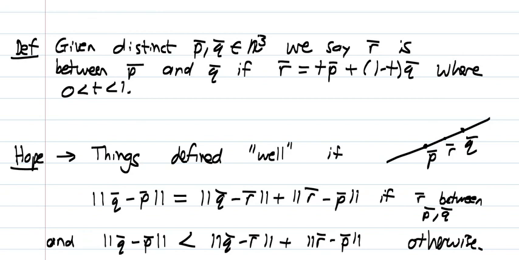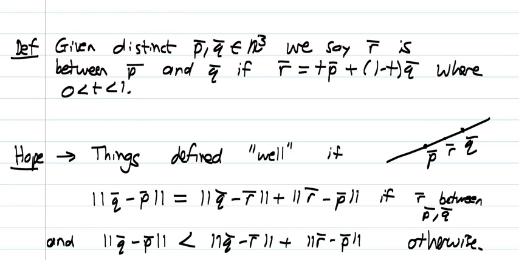Alright, so we are hoping that if we define things well, that if we look at this diagram, it looks like point R is between points P and Q and they all lie on the same line, that the norm of Q minus P, which is the distance from Q to P, is the distance from Q to R plus the distance from R to P. So if R is between P and Q, this equation must be true.